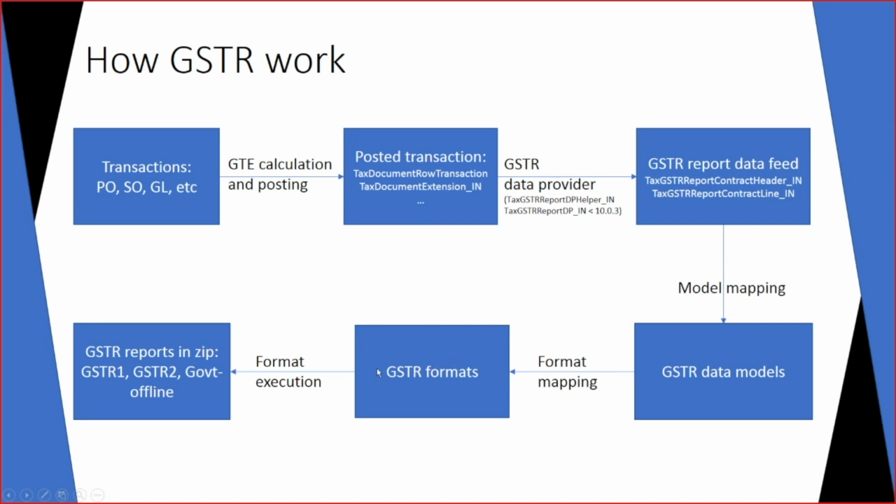And then next step, you click execute the GSTR report. Underneath, it will run the format execution and will generate the GSTR report, as you can see now. So it's in a zip file because we have several sheets in each of the reports. So currently, Microsoft supports 3 reports. One is GSTR1, the second one is GSTR2, and the third one is the government offline report.